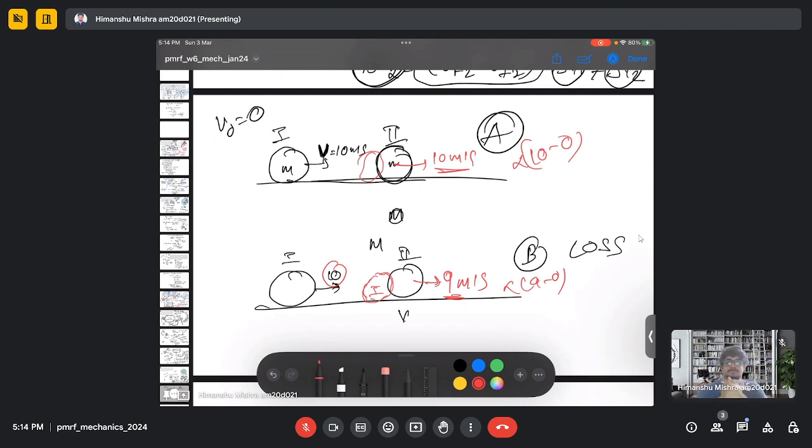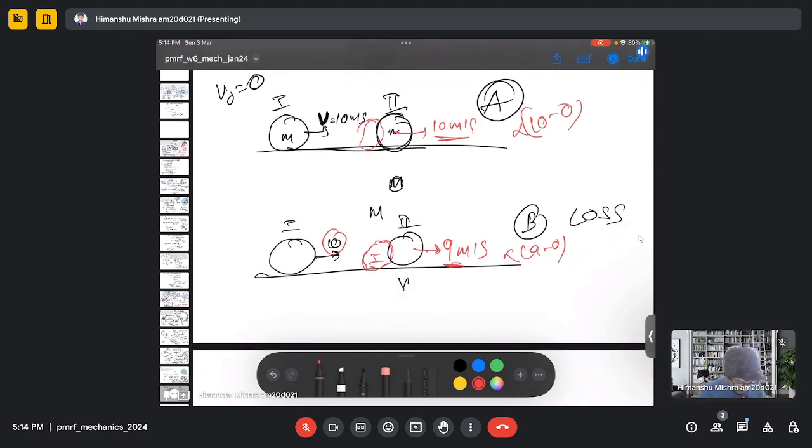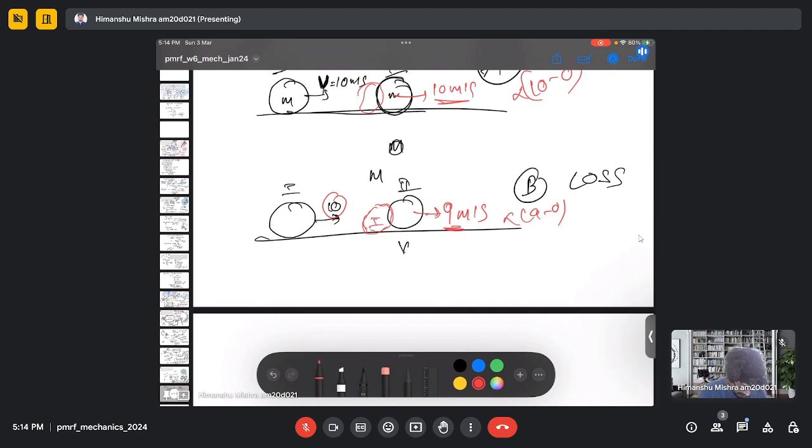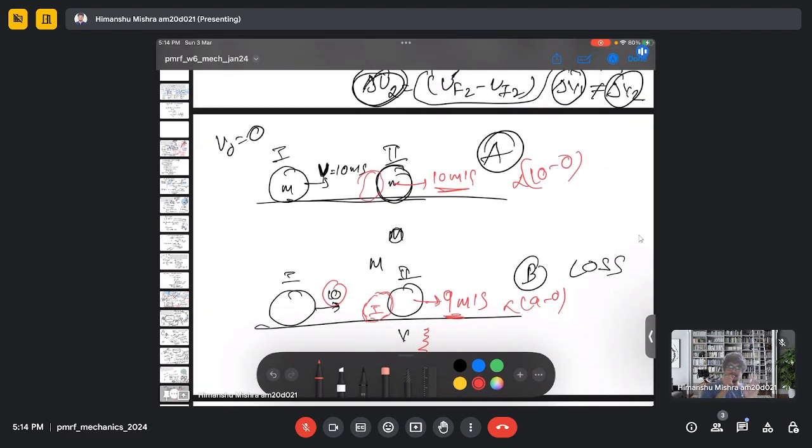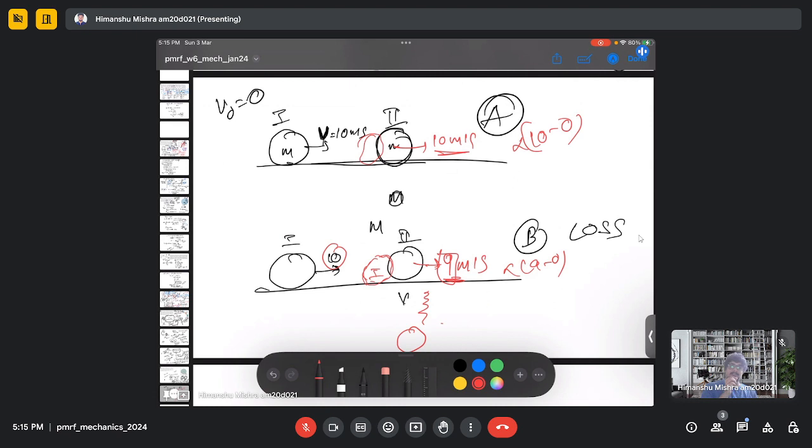In the second case, the first body strikes with 9 meters per second, because you say there is a loss in the kinetic energy. If there is a loss after colliding, there is some dissipation, and it will share only some part of the momentum, not the full momentum, because the remaining part gets lost as energy. Due to that part, it will start moving at, let's say, 9 meters per second.